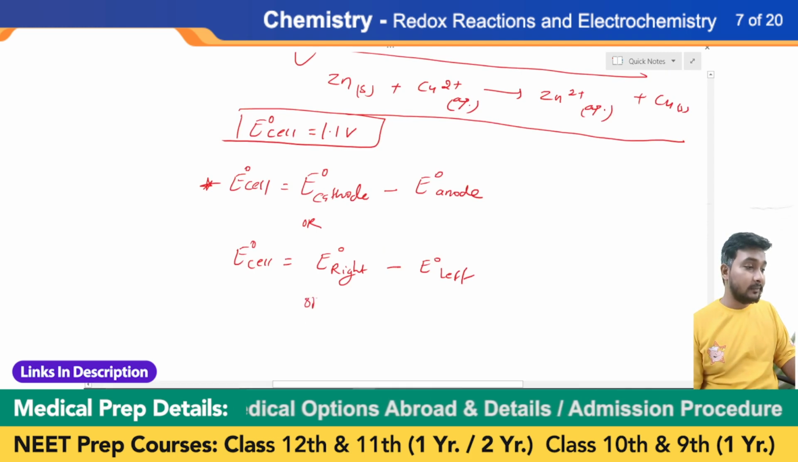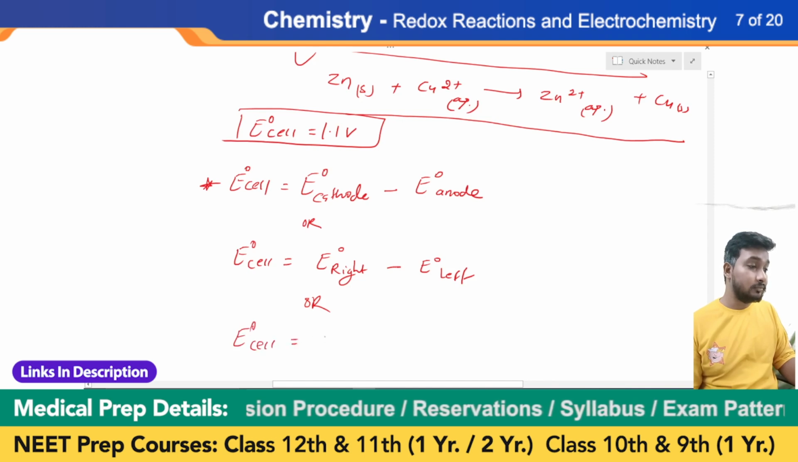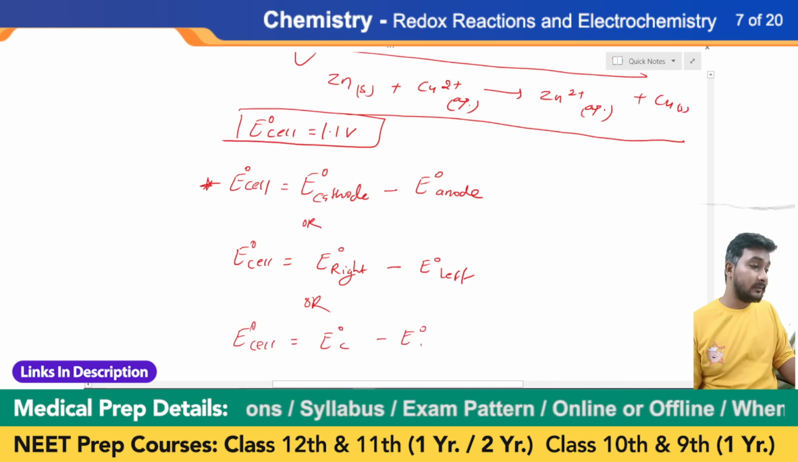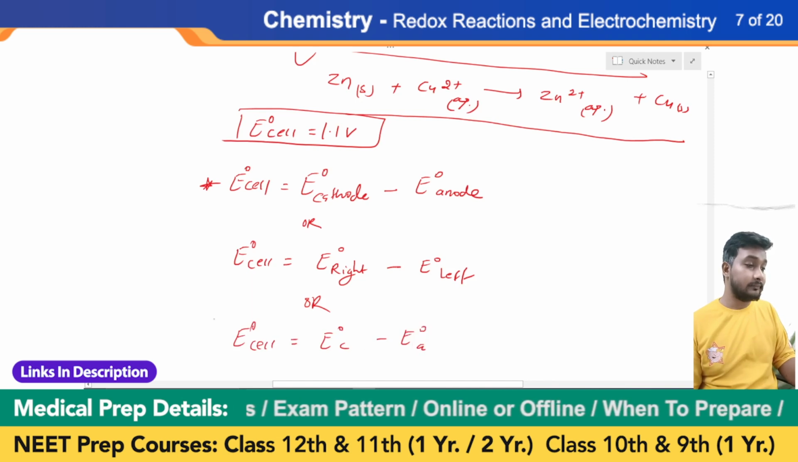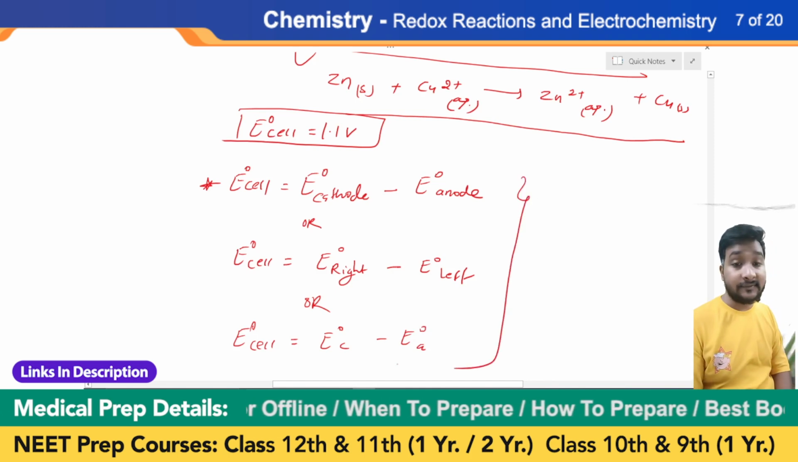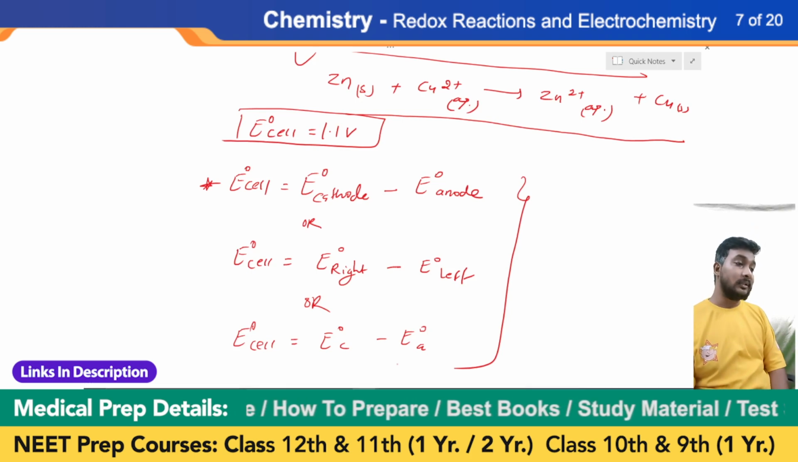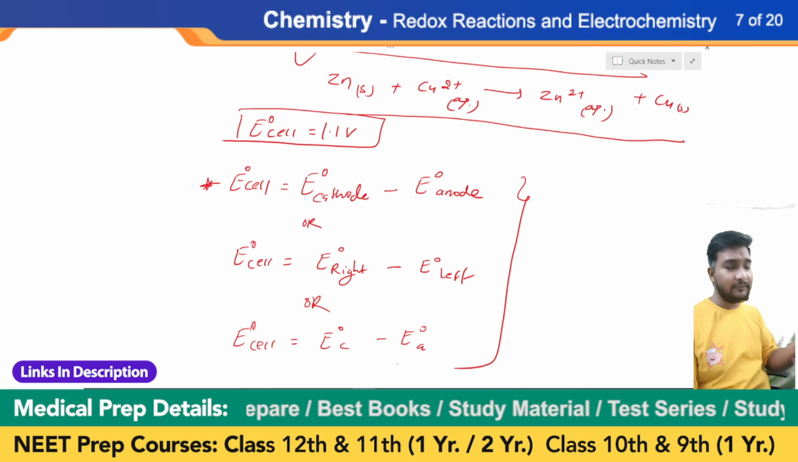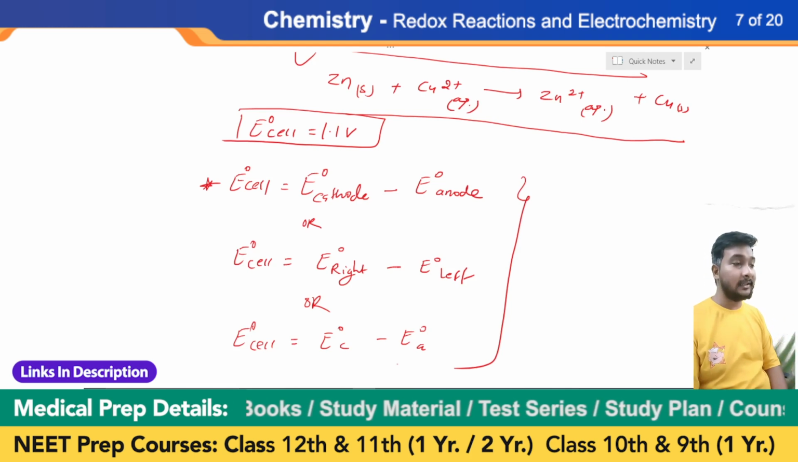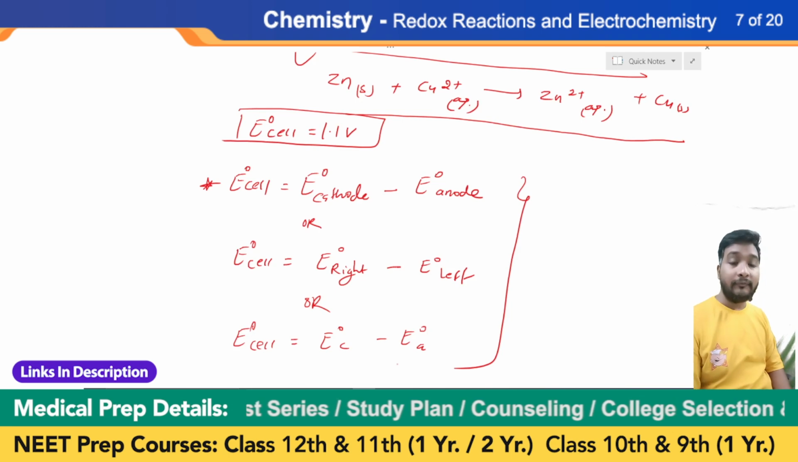Or the third formula, which is very short in terms of these formulas, that is E naught cell will be equal to E naught C minus E naught A. Okay, so C stands for cathode and A stands for anode. So these three formulas, or we can say one formula, can be used for calculating the total electrochemical cell potential of any reaction if values are given.